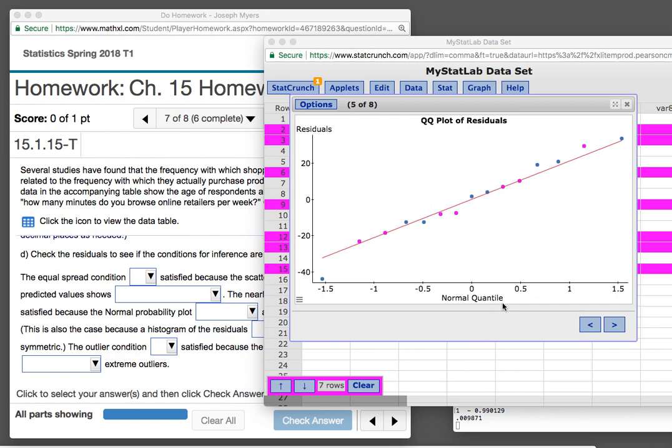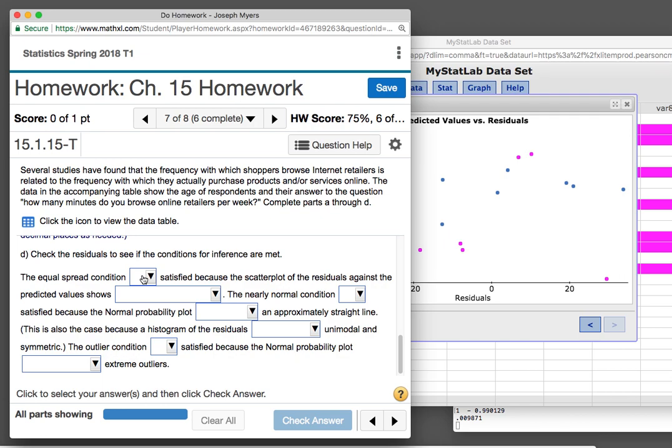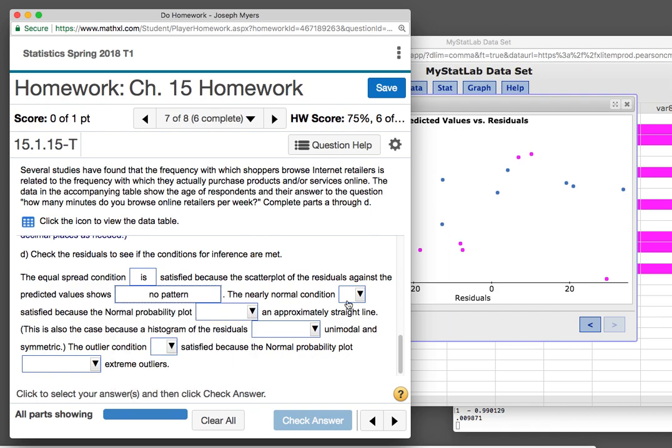So I would say this is a plot of the predicted values versus the residuals. And I don't really see any pattern. So I would say that seems satisfied.